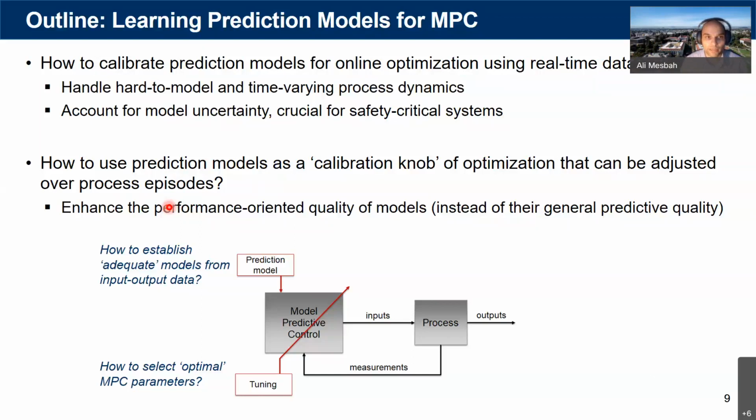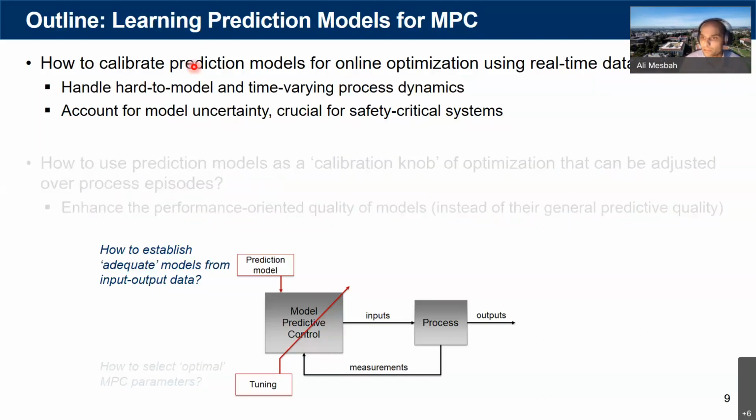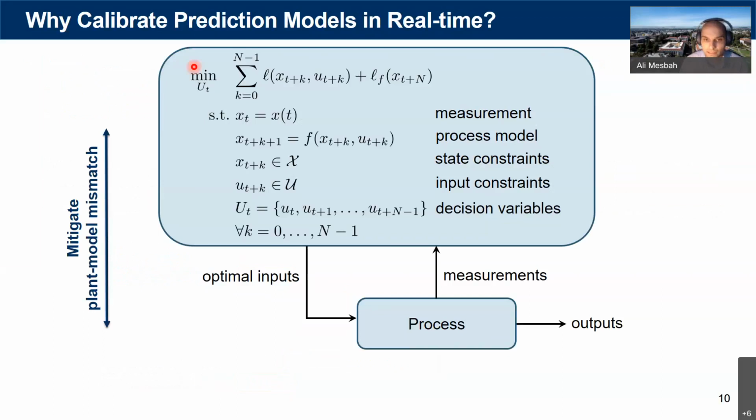I'm going to begin with the first topic, and the question is how we can really calibrate our prediction models using real-time data. So to take a step back in MPC, essentially, as I mentioned, we are solving such an optimization problem in an online manner, and we are applying the optimal inputs to the process, right?